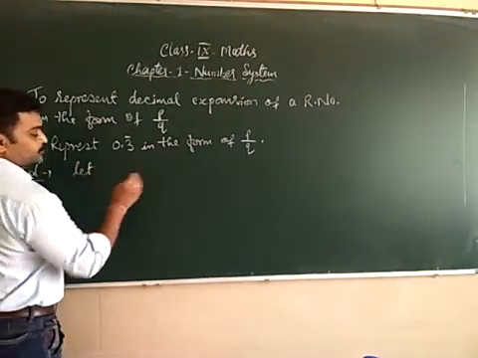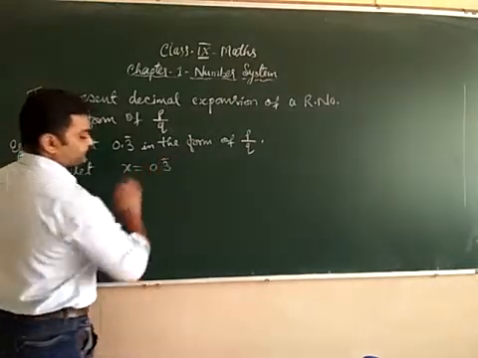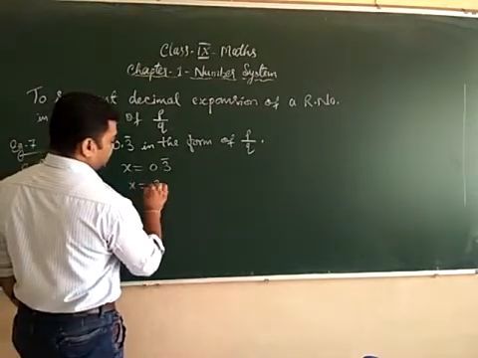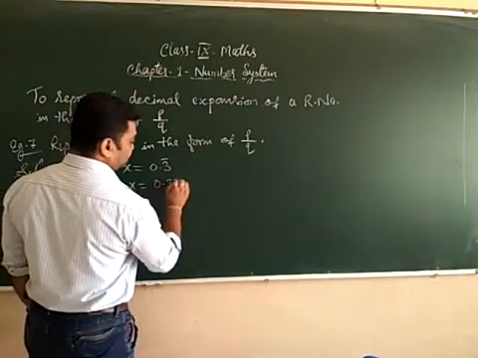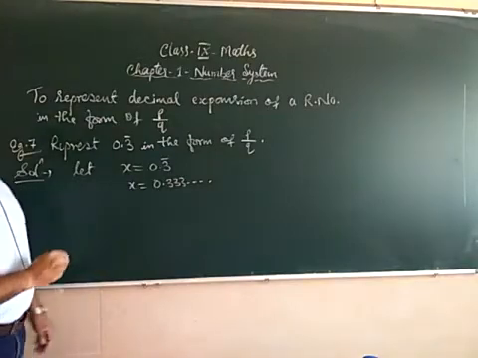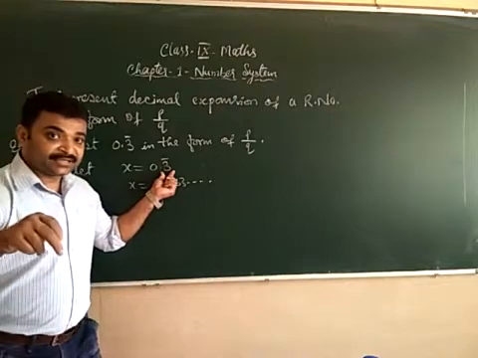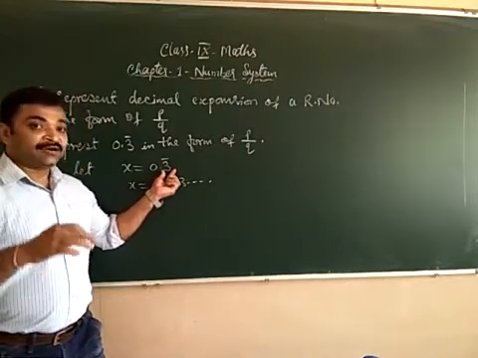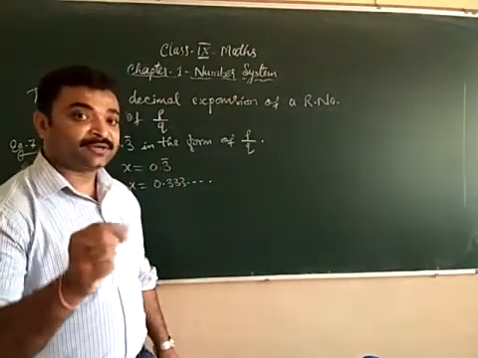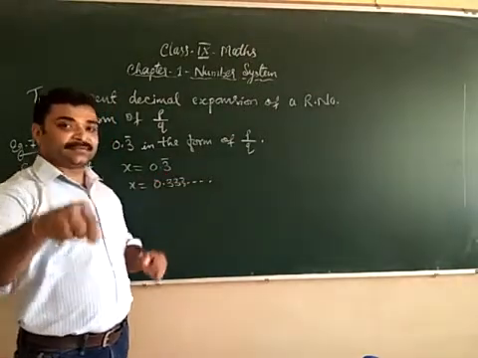Let, first of all, in the very first step, let x is equal to 0.3 bar. That means we can write x is equal to 0.333 dash. Now, here you see, in the repeating string, repeating string means after decimal, what is the block in which the numbers are repeating? Here a single block and a single digit is repeating.